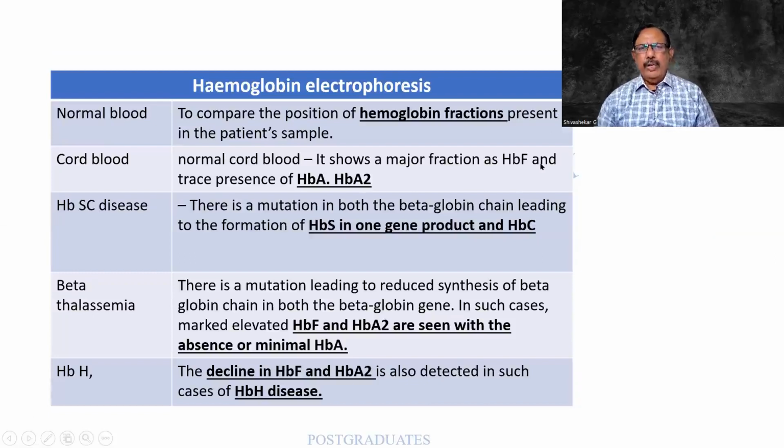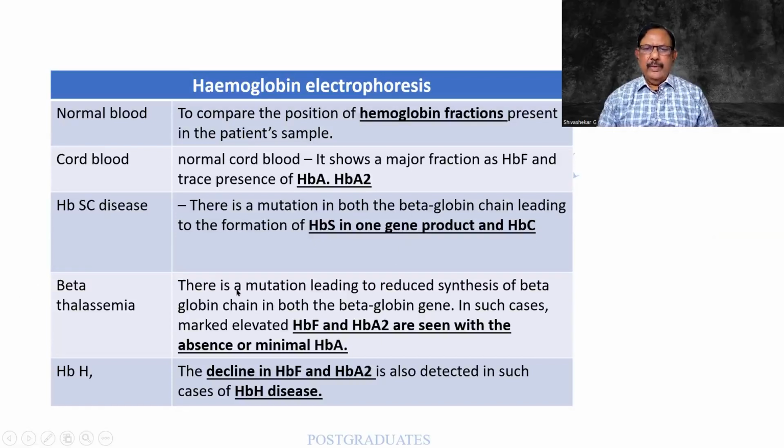This is of paramount importance, the hemoglobin electrophoresis. Earlier, I was thinking only hemoglobin S was most important. See what is happening. If your own blood is given, normal blood, the different hemoglobin fractions can be identified. In the cord blood of the patient, there will be hemoglobin A2 and hemoglobin F. So this will be important. Hemoglobin SC disease: there will be hemoglobin C as well as one gene product, hemoglobin S. So they will have to be separated for identification.